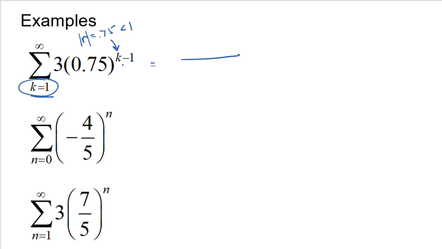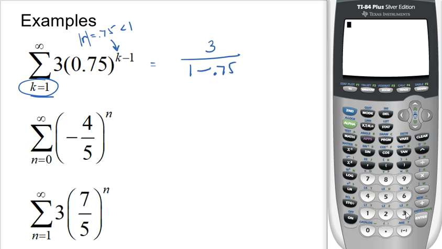1 minus 1 is 0. 0.75 to the 0 is 1. 1 times 3 is 3. So there's the first term I care about. And then this is so easy. The denominator is just 1 minus that common ratio, 0.75. So when you go to your calculator, this is so easy to type in.